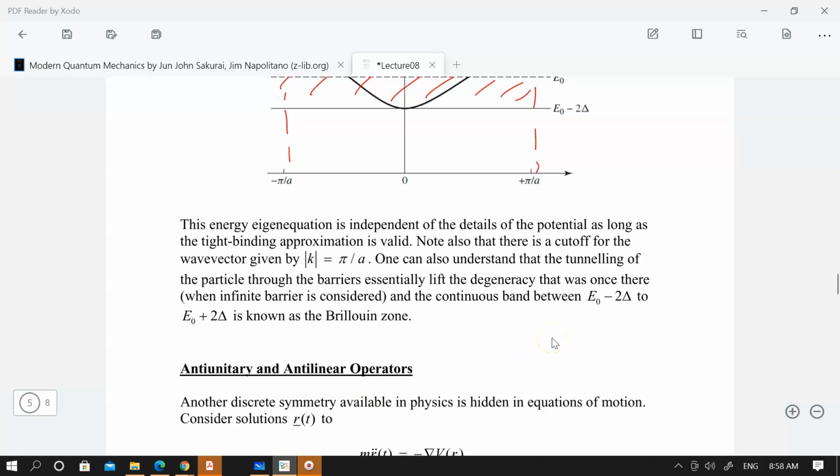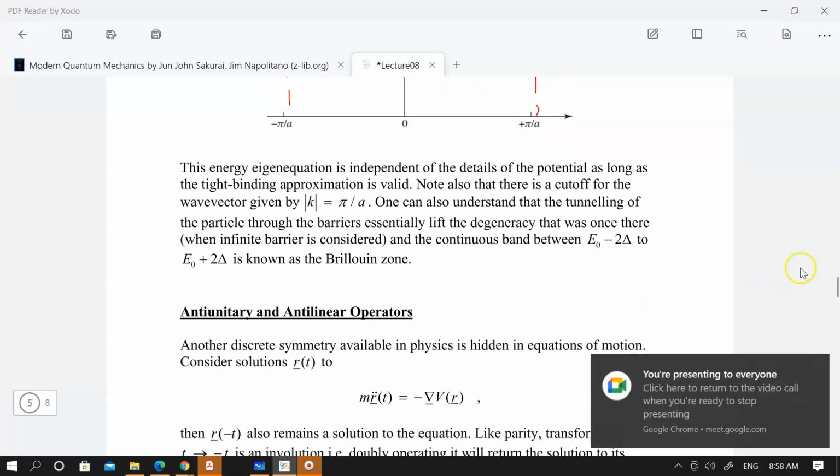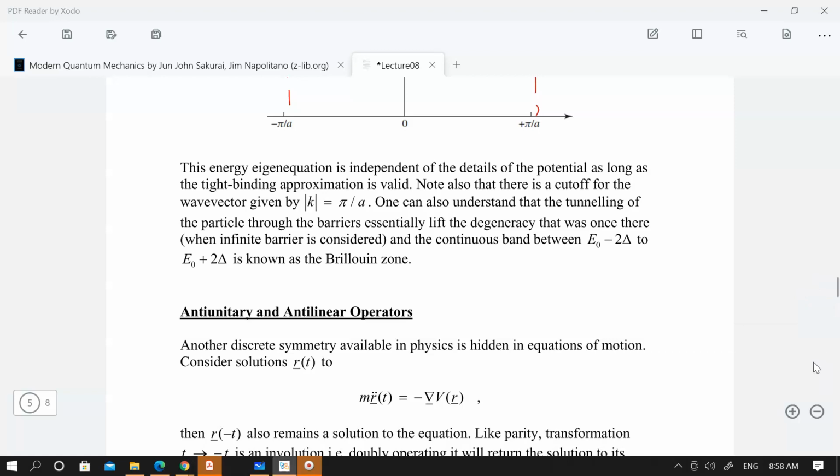So essentially what we're trying to do in this lecture is to take into account all possible discrete symmetries that we can actually find. So far we have seen two. One is the parity case, and the other one is your discrete lattice translations.